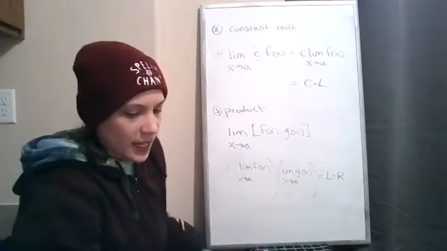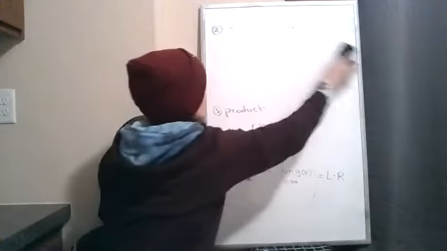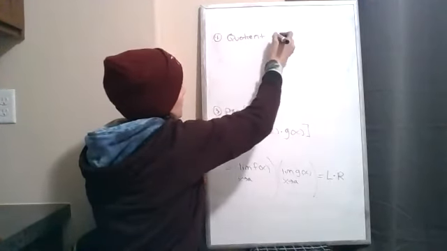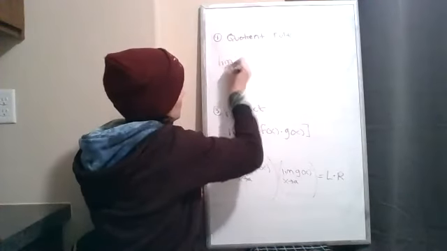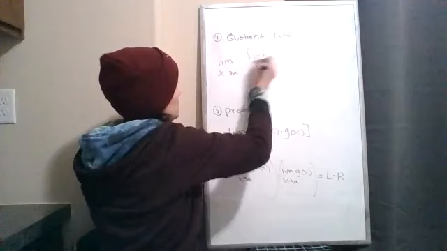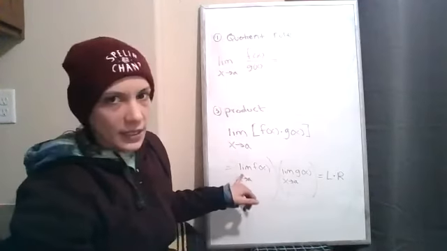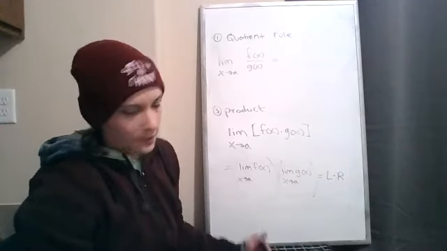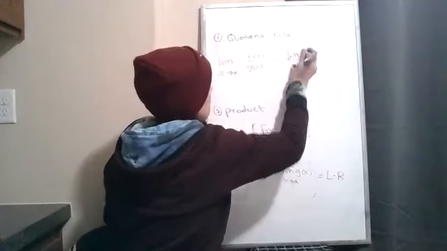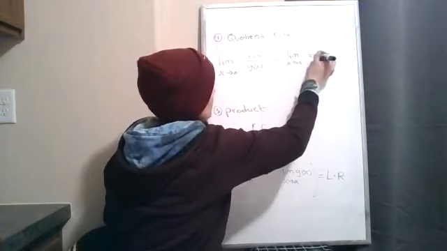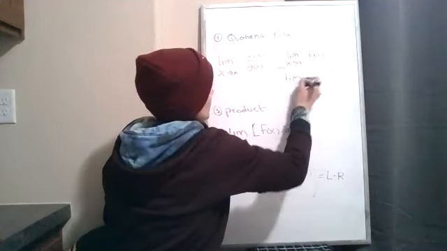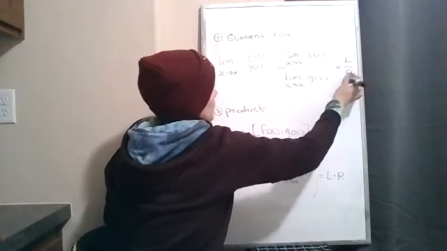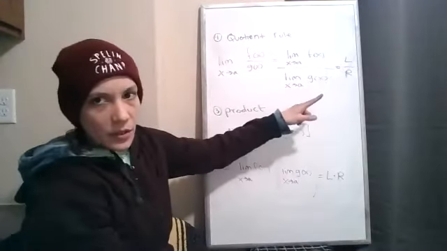Quotient rule, so the limit as x goes to a of f of x over g of x is the limit as x goes to a of f of x over the limit as x goes to a of g of x, so L over R. And you don't divide by 0, so just note that R does not equal 0.